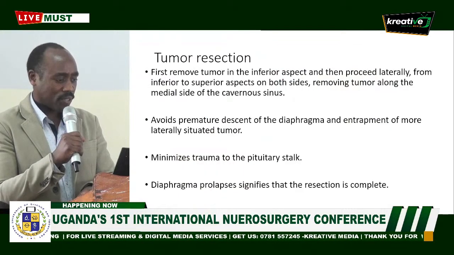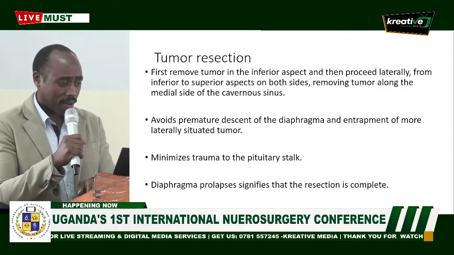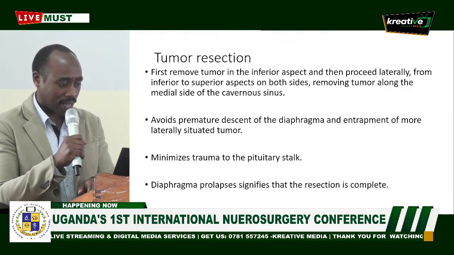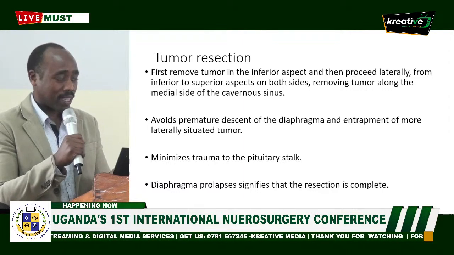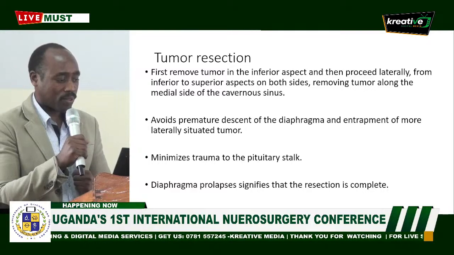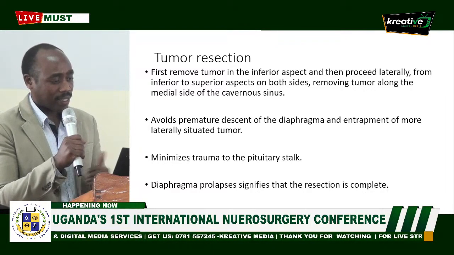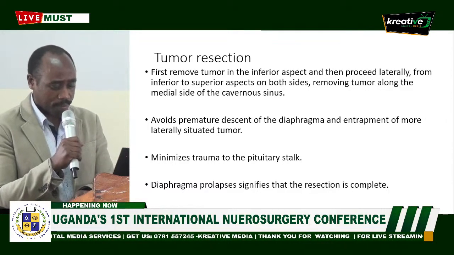For the tumor resection, you usually start from the inferior aspect to avoid collapsing of the tumor or the premature descent of the diaphragm. Then you have to be very cognizant of the risks, which is CSF leak, that is graded from 0 to 3, and the different steps of repair depending on what type of leak you've got.